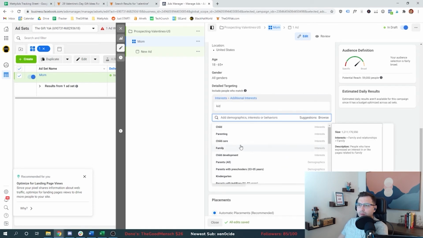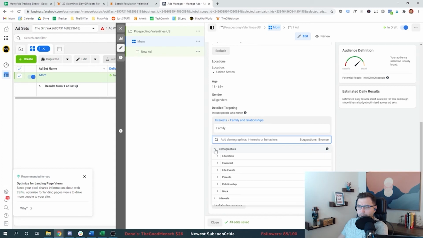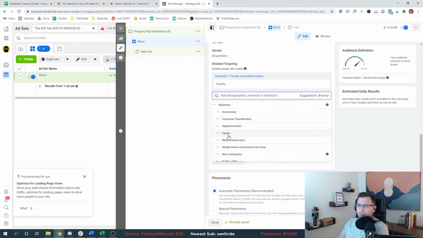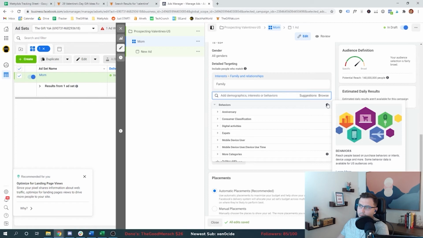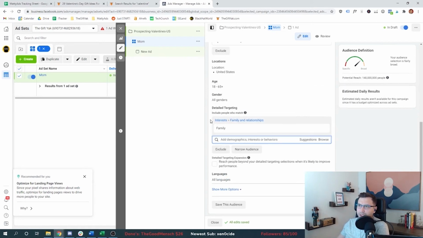I'm wondering if we choose something like family. What if we choose family? What else is there? So we can hit this browse button as well. We can go through these individually. So demographics. Okay, so none of those interests are really related to being a kid or having a mom. And now you get down to the behaviors. These behaviors are really strong because this will include intent. All right, so unfortunately, no pre-populated items in there. I think family could potentially get us there.